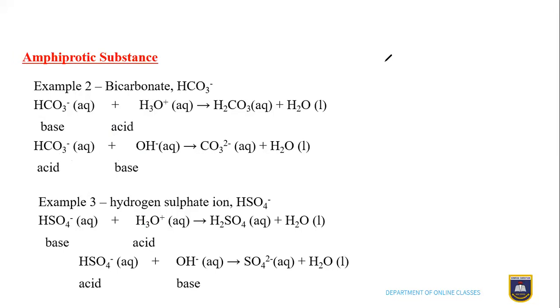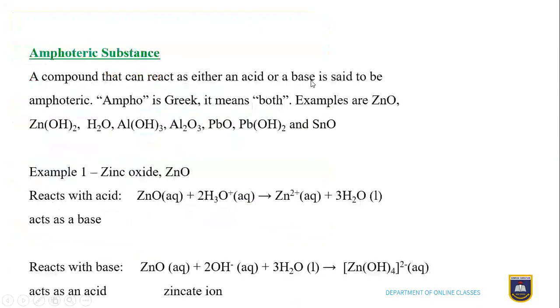But the second one, they are specific substances. You can't create your own. They are well demarcated substances or compounds we call amphoteric compounds or substances. They are well known, we know them. They are compounds that can react as either an acid or a base. Did you see the difference?